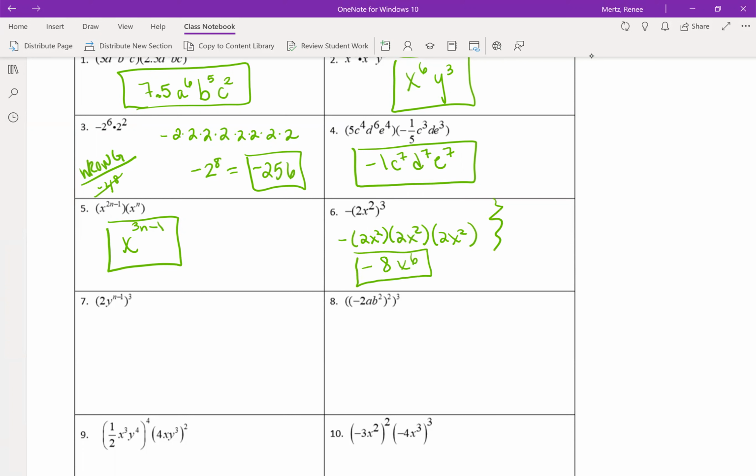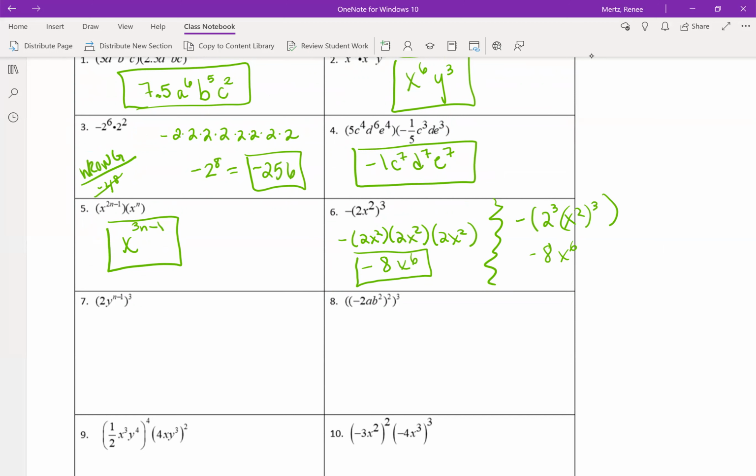If you would like to do it power to a power way, we would have a negative. It becomes 2 to the 3rd, x squared to the 3rd. That's what you're visualizing. So negative 2 to the 3rd was negative 8. Multiply the powers, x to the 6th. It is definitely a little bit easier to do the expansion way.